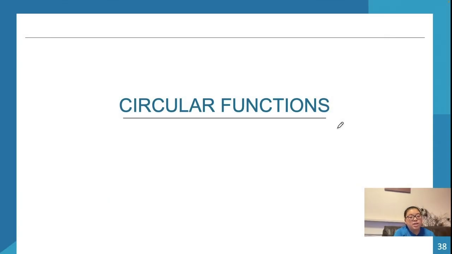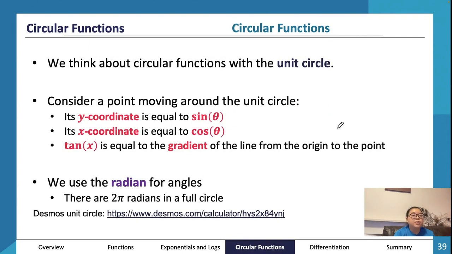Circular functions. Let's talk a little bit about them. Circular functions are also one of those things that people find really annoying, and fair enough, they are quite complicated, especially when you're graphing or solving for them. When we think about circular functions, what we think about is the unit circle. That beautiful circle which is 1, -1, 1, -1.